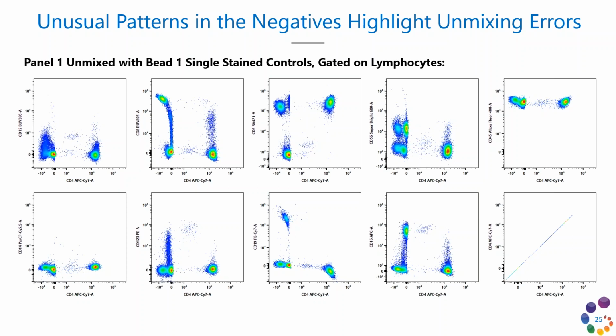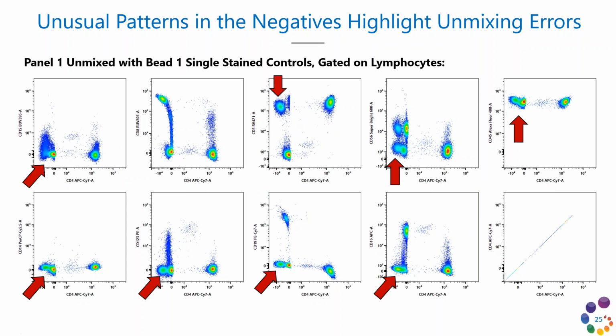Then I gated the data on lymphocytes, and I'm plotting them here on these n by n plots, where I have CD4 across all of the x-axes. Then on each of the y-axes, I'm showing every single fluorochrome that's present in my panel. And what do you notice? You can see there are all these strange patterns where the negatives are duplicating. Sometimes even the positives are showing these duplicated patterns.